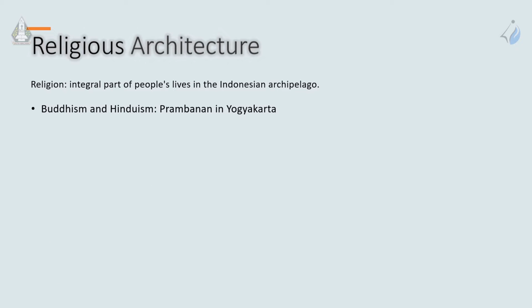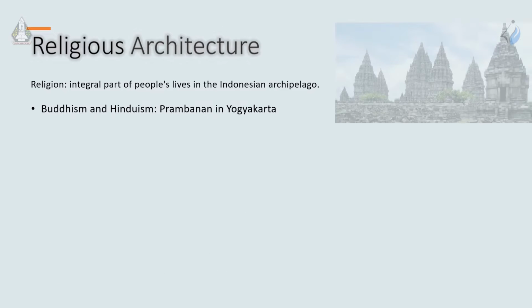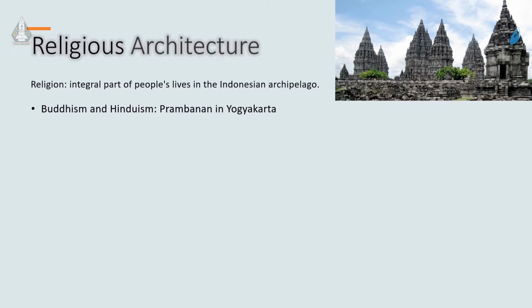The second architecture is religious architecture. In Indonesia, there are many religions, and therefore, religion becomes an integral part of people's lives. Prambanan Temple in Jogja is built due to the influence of Buddhism and Hinduism. Prambanan Temple has the characteristics of tall and pointed roofs with carving.